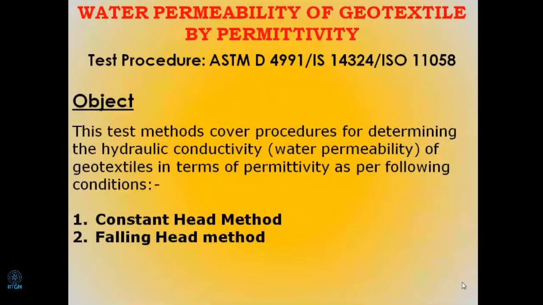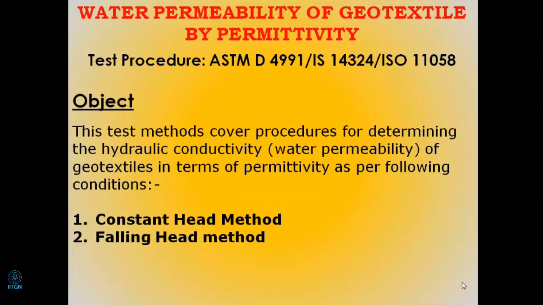Next is the permeability. There are two types of permeability: cross plane and in plane. The cross plane permeability is also known as permittivity. As per test procedure ASTM D4991 and IS 14324 and ISO, these are the test procedure methodologies based on the international codes, and Indian codes are also there.